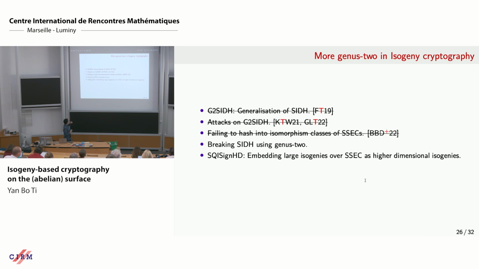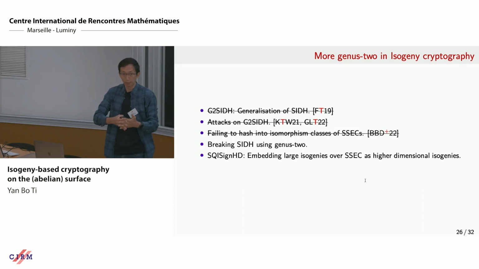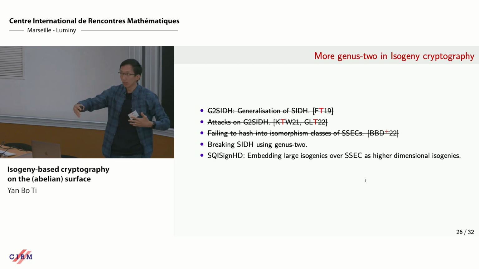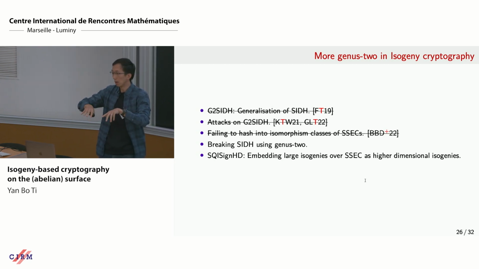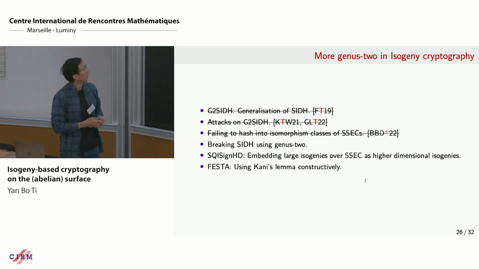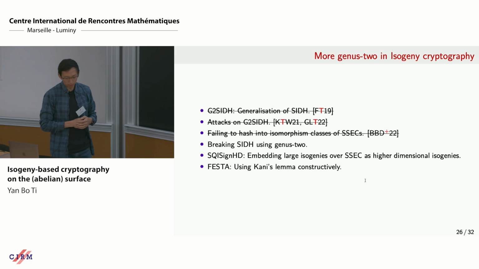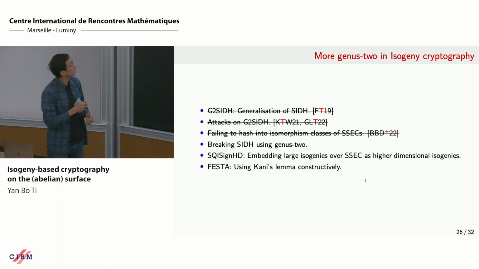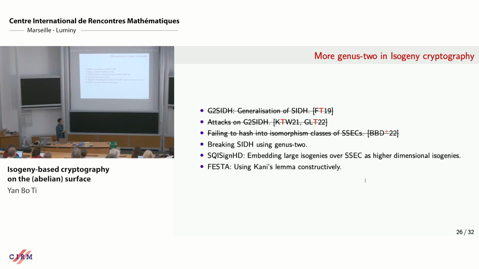So there's also SQIsignHD. This is trying to embed isogenies of supersingular elliptic curves into higher dimension so that you're able to represent them more compactly. But another cryptosystem that came out using genus 2 is this FESTA that Luciano talked about this morning, and it uses Kani's lemma constructively.